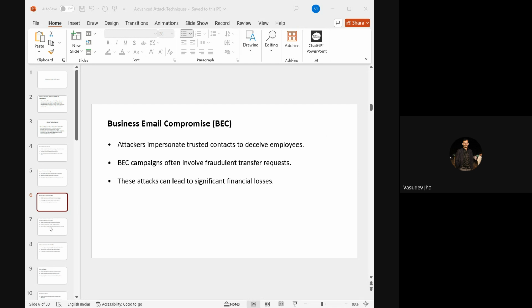Now we have business email compromise. Here, the attacker impersonates a trusted contact of the employees. Okay. This campaign often involves fraudulent transfer requests, and these attacks can lead to significant financial loss. Here, what attackers are doing is compromising the email, and over the email communication, they are... Usually, their motive is to gain some financial profit.